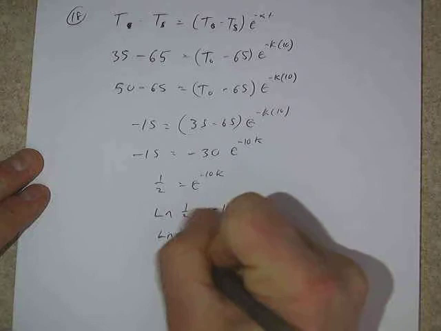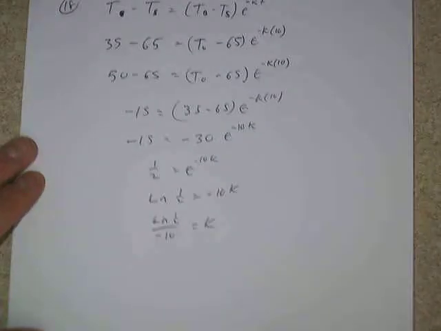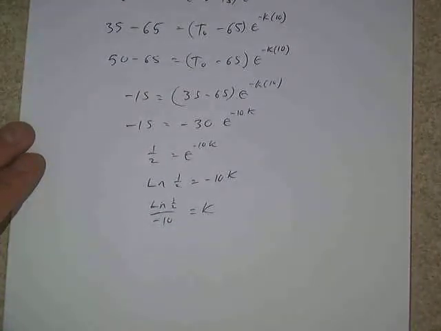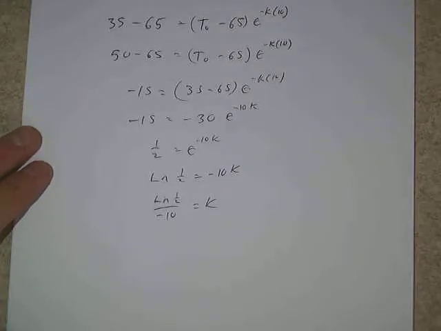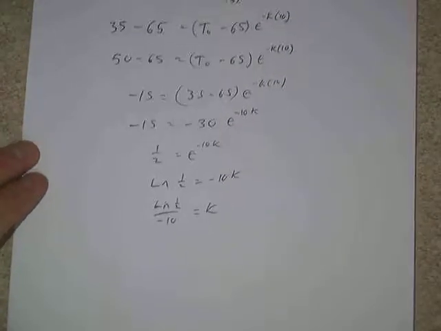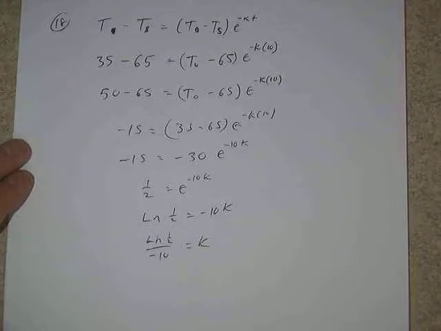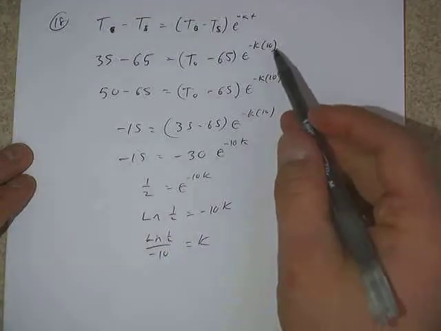So if we use that as our T sub 0, we can do the natural log of both sides now. We get negative 10K. And if we do that, we get the natural log of a half divided by negative 10 equals K. And I'm going to leave that as is, because we don't want to get a rounded answer for that, and use it to solve our other sentence.